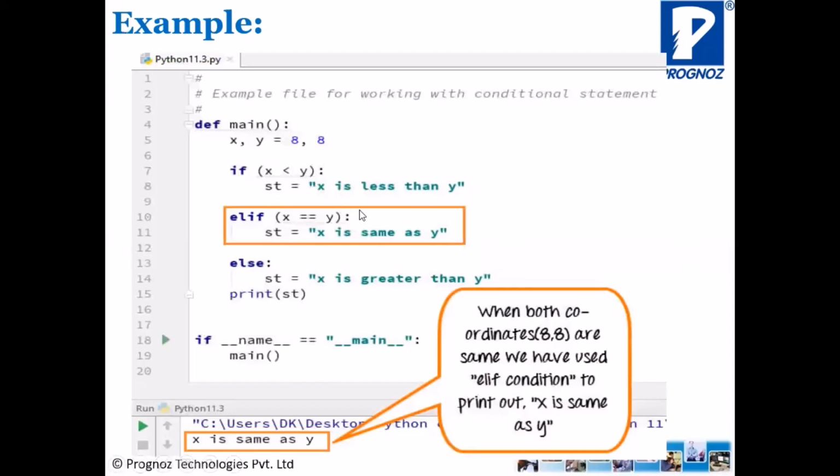So look at the flowchart, another example. Here x and y are given, and the x and y values are 8, 8. So x less than y? No. x equals 8? Yes, y. So that means x is the same as y. So here we will get the result that x is the same as y, whenever both values are equal.